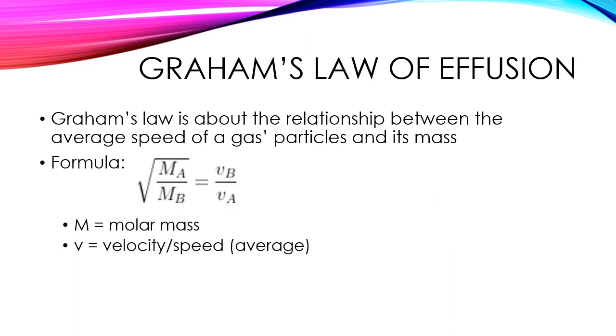The formula for Graham's law of effusion is the square root of the mass of gas A divided by the mass of gas B is equal to the velocity or speed of gas B over the speed of gas A, where the capital M is the molar mass and V is either speed or velocity. Please note that this is supposed to be the average speed or velocity. Remember, there are always particles who are outliers, both those who are much faster than the average and those who are much slower. So we'll focus specifically on the average.